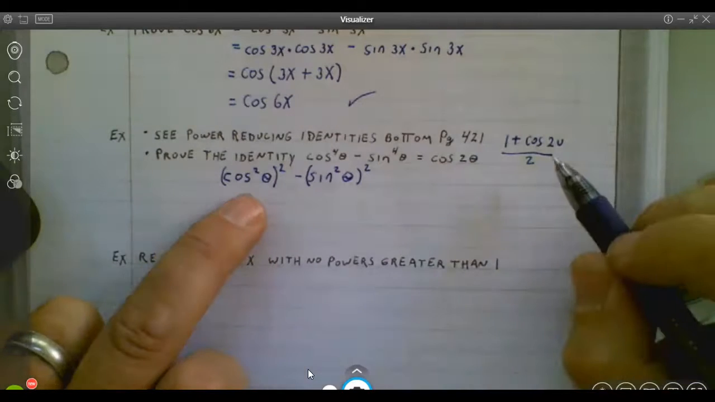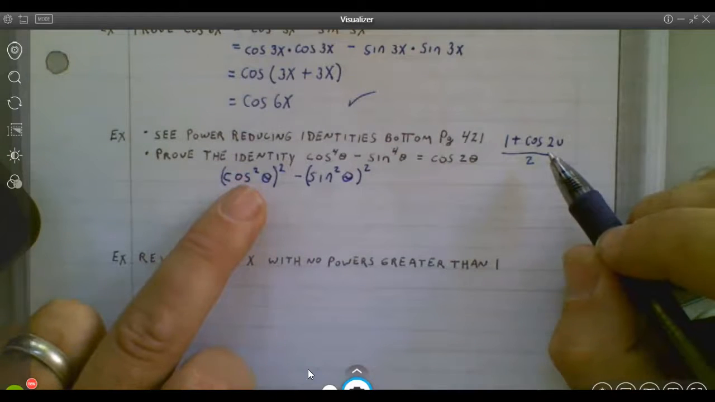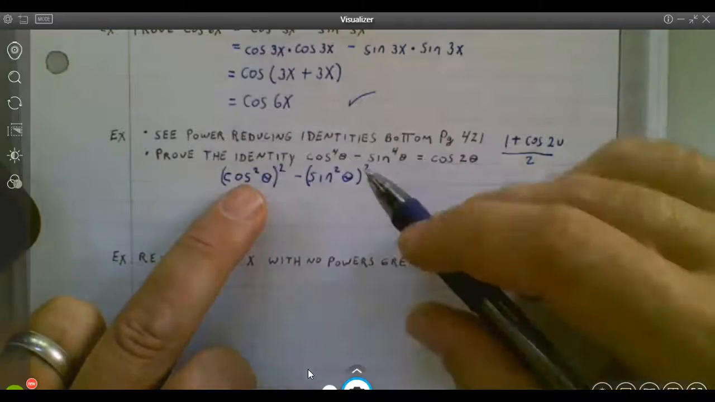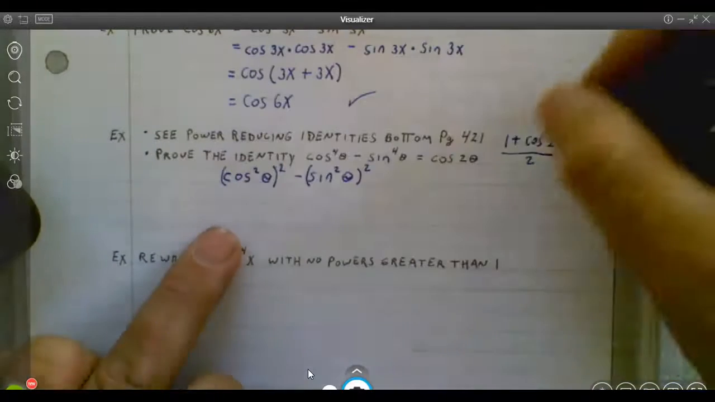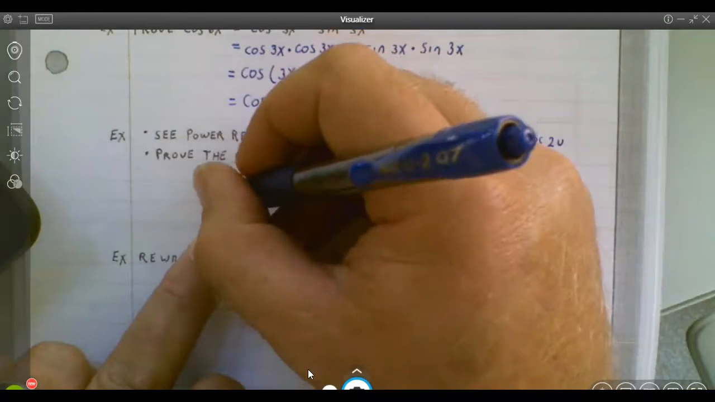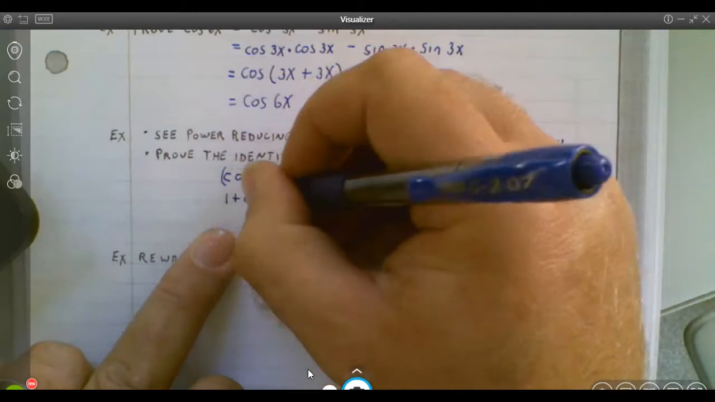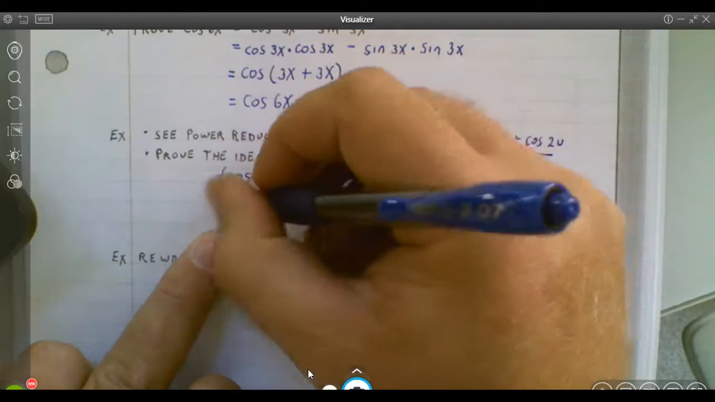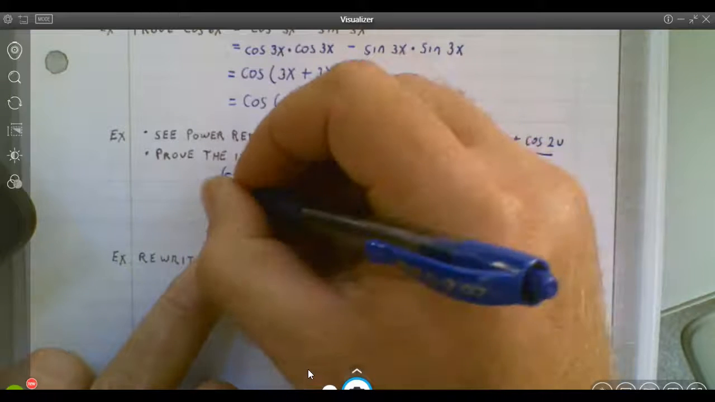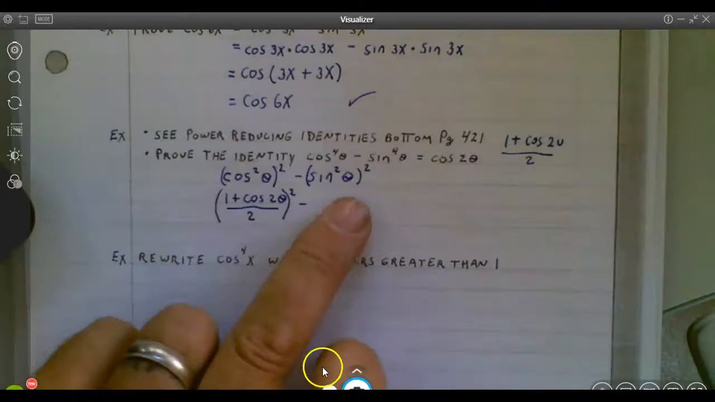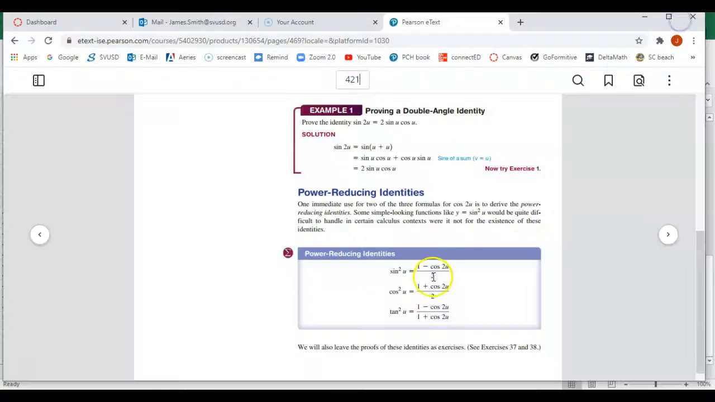So now I can sub in this in place of cosine squared. So now I have 1 plus cosine 2. We're going to write the angle as theta because that's what they're using on this problem. So I'm going to say 1 plus cosine 2 theta over 2. And let's do the same thing with our sine function. So sine squared of theta can be rewritten as 1 minus cosine 2 theta over 2.